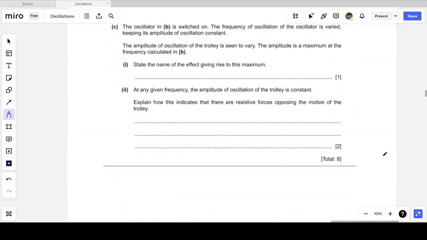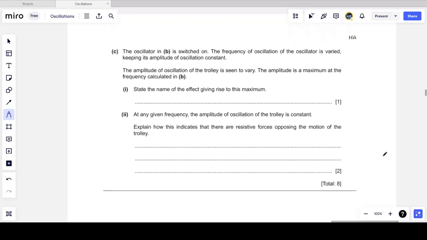Next, we are told that the oscillator in B is switched on. The frequency of oscillation of the oscillator is varied, keeping its amplitude of oscillation constant. The amplitude of oscillation of the trolley is seen to vary. The amplitude is a maximum at the frequency calculated in B. So we switch the oscillator on, and the frequency of the oscillator is varied. So we change the frequency of the oscillator, and the amplitude of the trolley also varies.